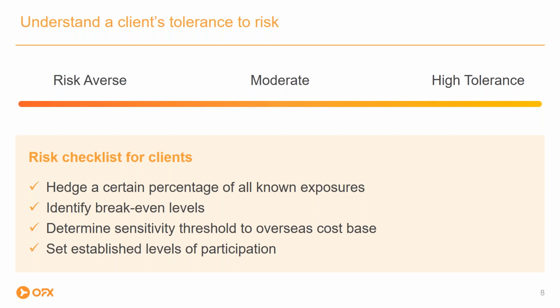Things we can think about around the checklist are hedging a certain percentage of all known exposures. What is mandated for the business? What is flexible when it comes to making their payments? You can also look at identifying the break-even levels, i.e., at what exchange rates does the client's business start to lose money, and where are they profitable?